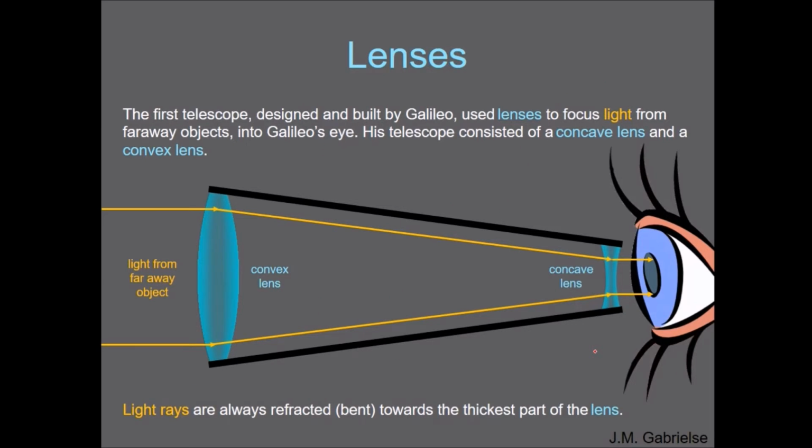The first telescope, designed and built by Galileo, used lenses to focus light from faraway objects into Galileo's eyes. So his telescope consisted of a concave lens and a convex lens. This was the convex lens, this was the concave lens. Light rays are always refracted towards the thickest part of the lens.